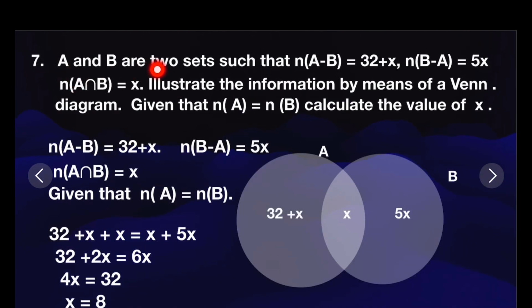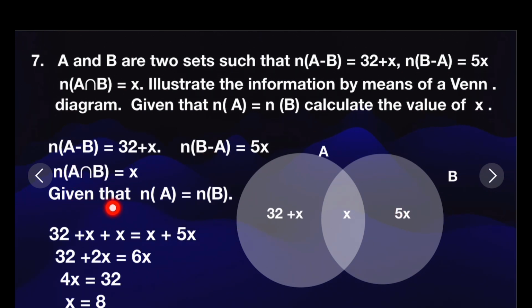Question 7. A, B are two sets such that this is the value of n(A minus B), and n(B minus A) is 5x. n(A intersection B) is x. Illustrate the information by a Venn diagram. Very easy. First draw two circles A and B. What is the intersection? Write it in the middle. And then A minus B is this area. Write down this value here. B minus A, write it here.